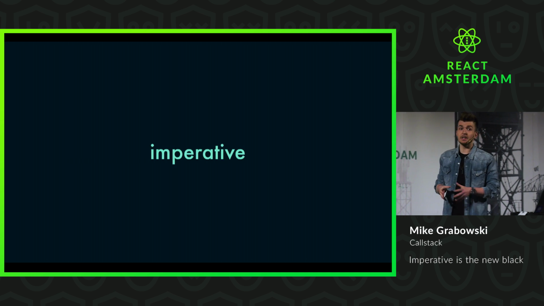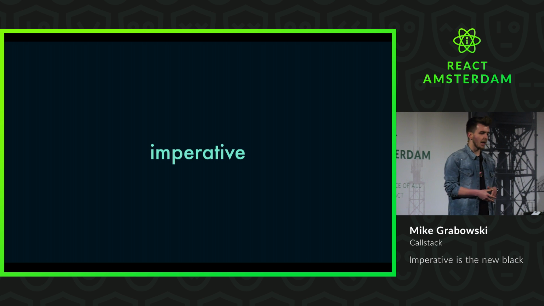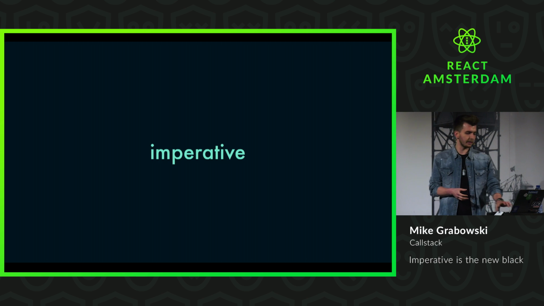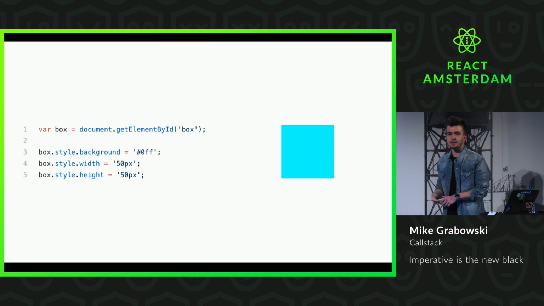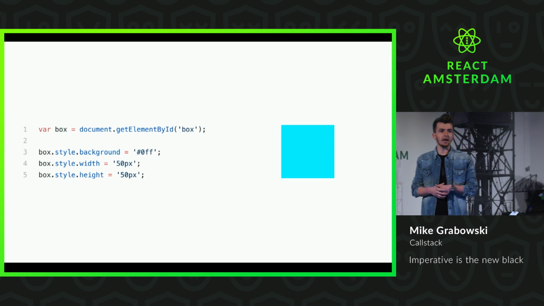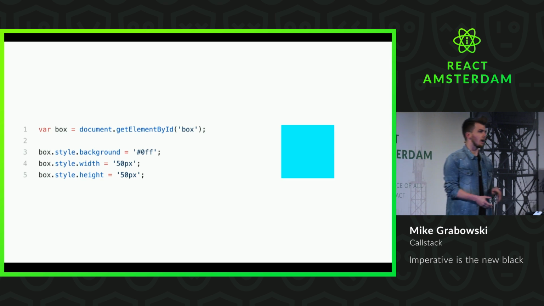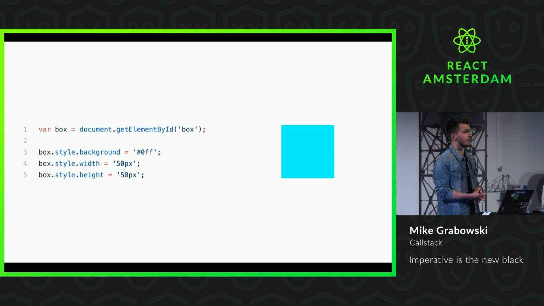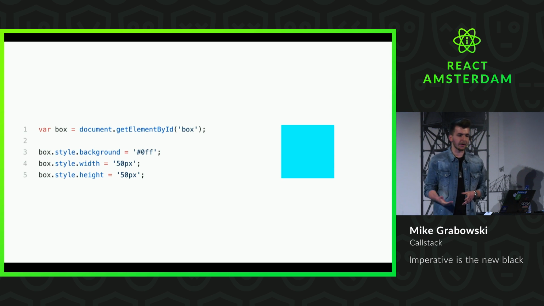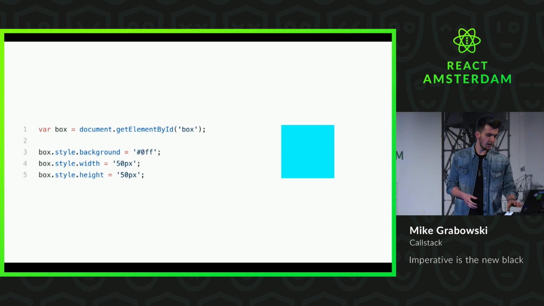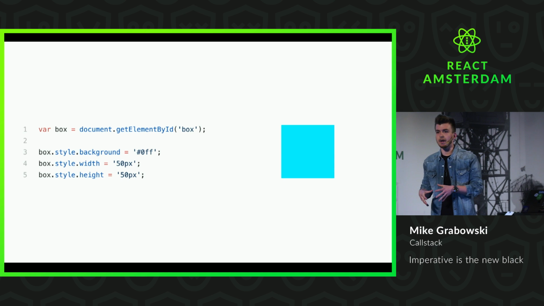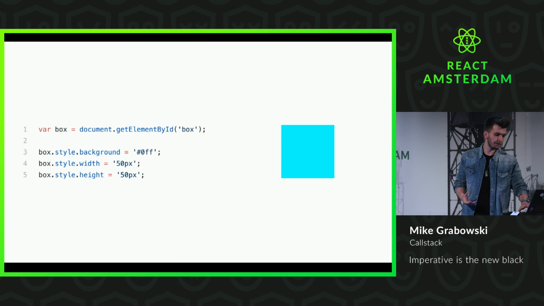Long story short, imperative programming focuses on how the change is going to happen, right? So you have this container that you want to style. What you're going to do is set every style yourself, line by line. In this case, background, width, and height. So you give it a set of commands, and you expect the end result in return.